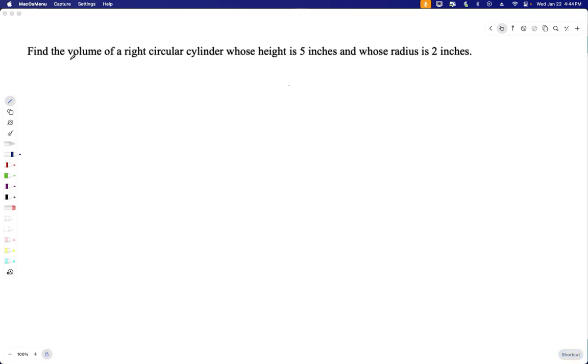All right, so here we're looking for volume. We're not looking for surface area. So we're going to find for volume, it's always equal to, for a right prism, the area of the base times the height. So first you have to find the area of the base. So we have a right circular cylinder whose height is 5 inches. So that would go here, 5 inches. And whose radius is 2 inches.